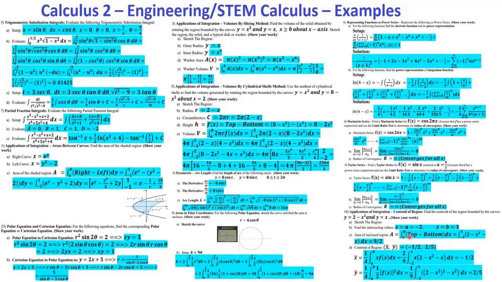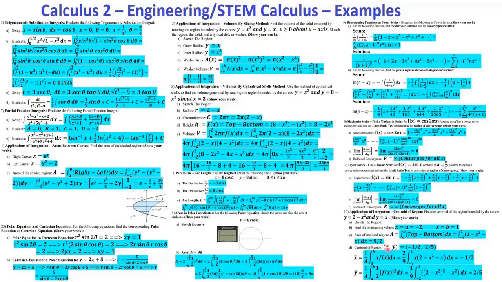Then the area is the integral from a to b of the top curve minus the bottom curve dx, which is from minus 2 to 1 of 2 minus x squared minus x. So you will end up with 9 over 2.